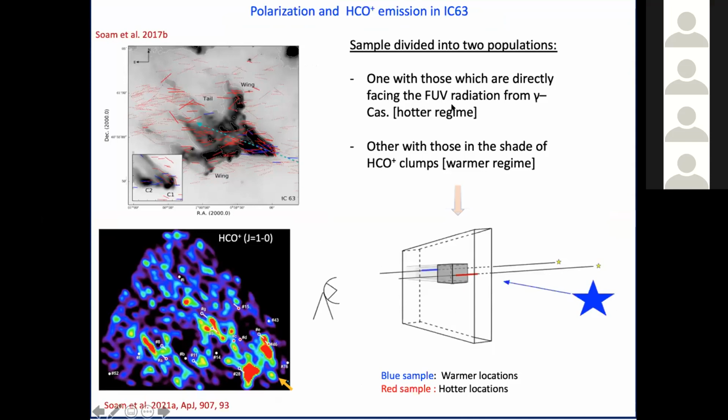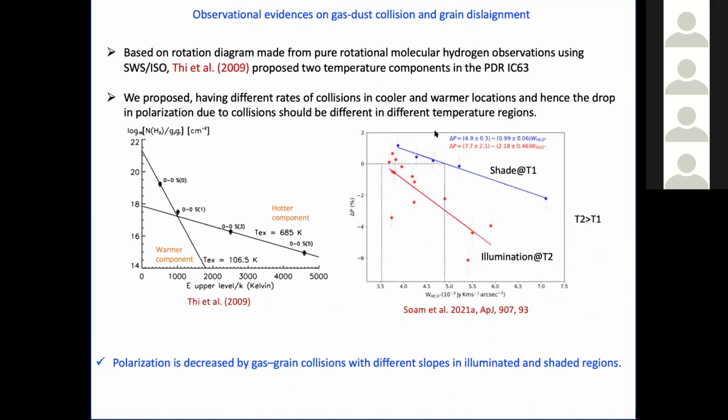One is called the warmer population, and the other is the hotter population. The warmer are those lines of sight which are not directly facing the radiation from gamma Cas, and the hotter population is facing the radiation from gamma Cas directly. So we wanted to see what happens to the polarization efficiency, or polarization, with the intensity of the HCO+ emission in this nebula.